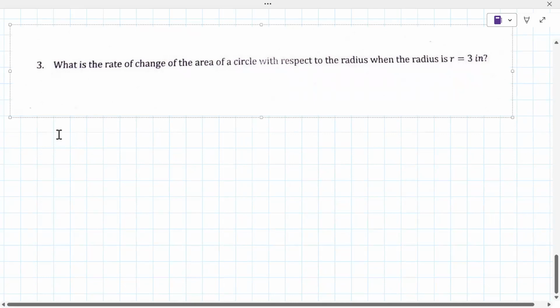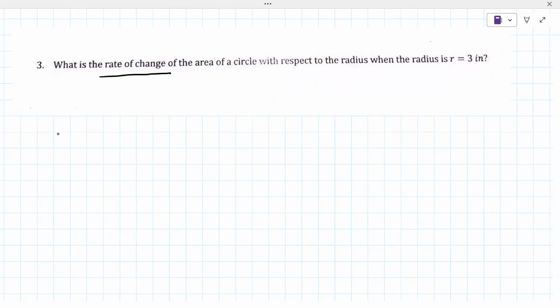All right, what is the rate of change? So you're seeing a lot of the same language. Rate of change means derivative, tangent, slope, rate of change, derivative. These all are the same thing.